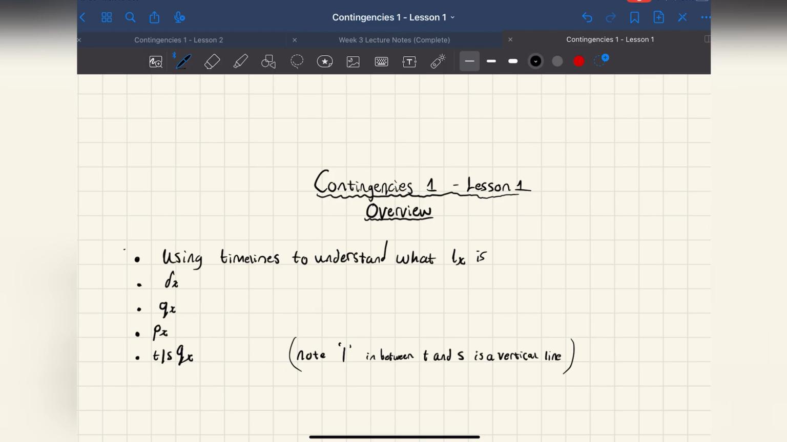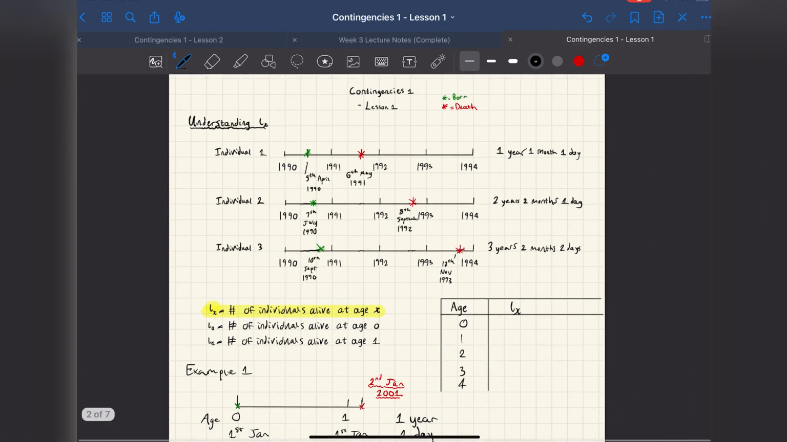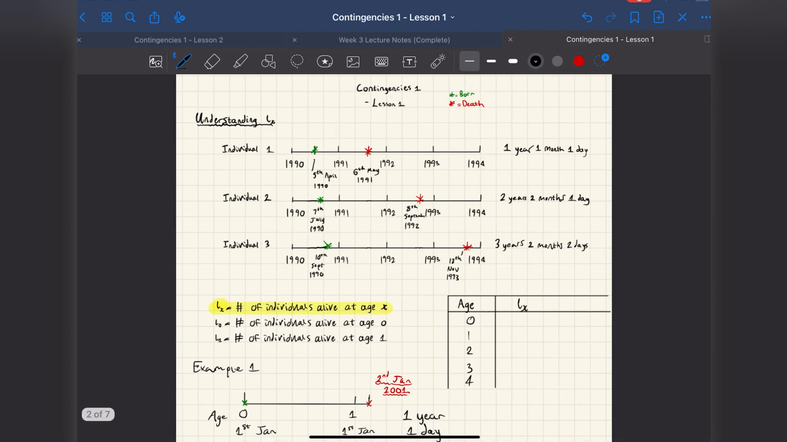So in this video, we'll begin by focusing on one of the key elements within Contingencies 1, which are the life tables, and we'll use timelines to understand what LX is and construct a life table using these LX values. We'll then move on to understanding what DX, QX, PX, T vertical line S, QX is, and how to calculate these terms.